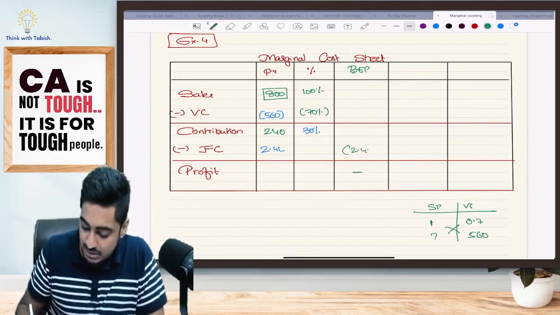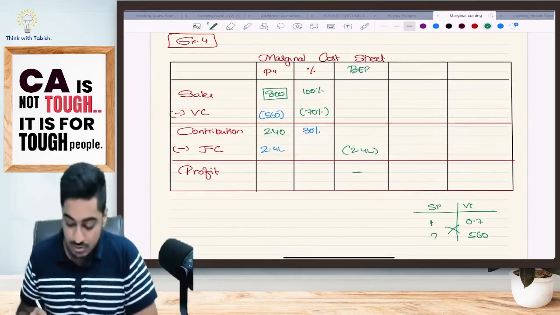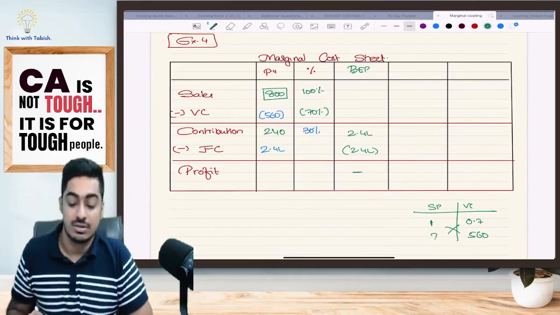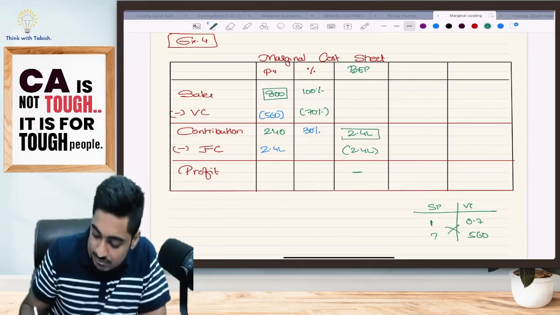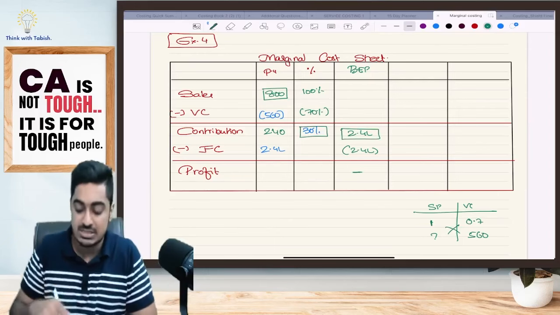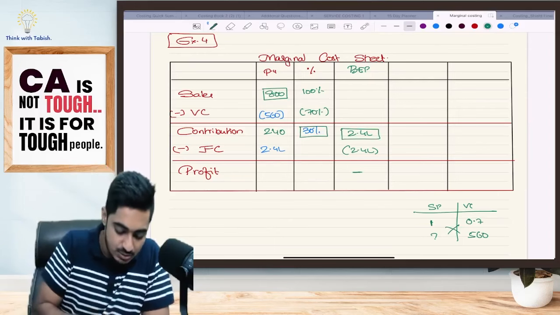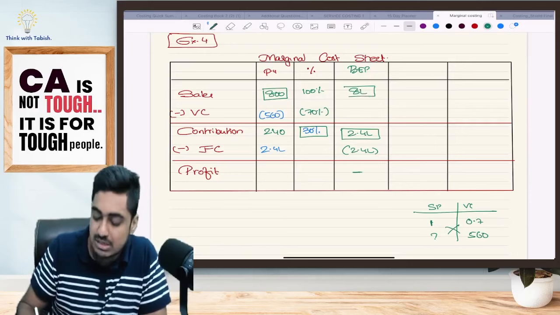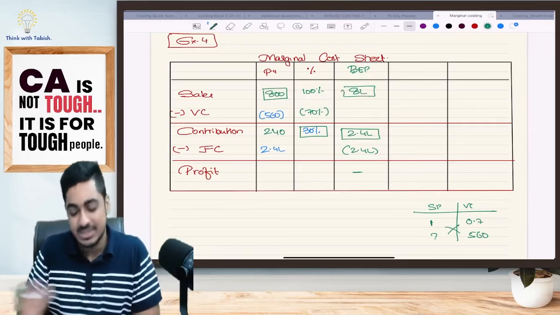But I have to pay 2,40,000 fixed cost. That means I want 2,40,000 contribution, which is 30% of sale. That means how much should be my sale? 2,40,000 divided by 30%. 8 lakh should be sale. Yes or no, everyone?